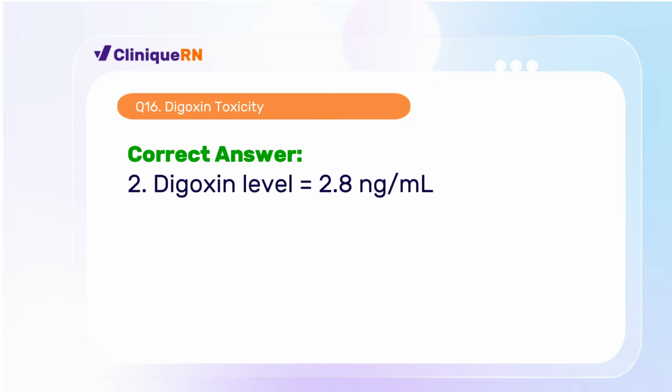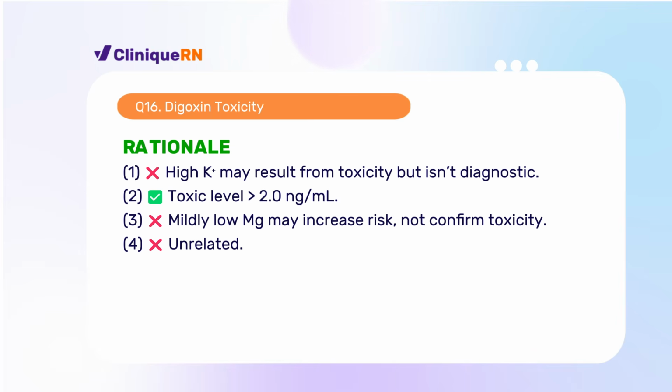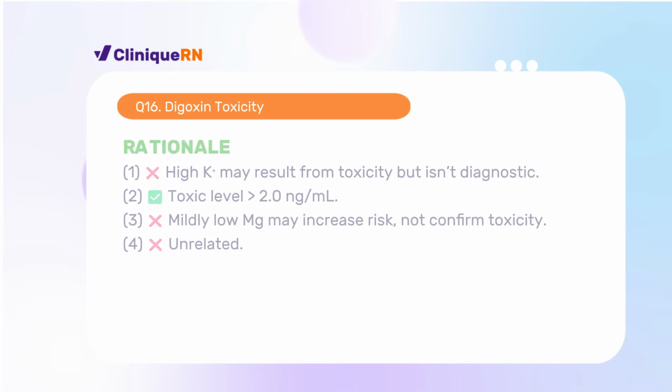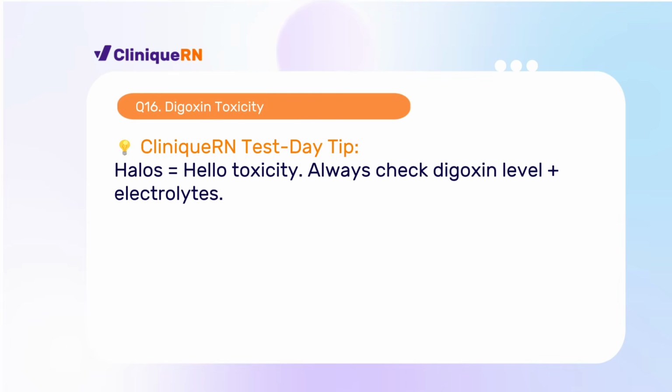The correct answer is 2. Digoxin level equals 2.8 nanograms per milliliter. Rationale. 1. High K+ may result from toxicity but isn't diagnostic. 2. Toxic level greater than 2.0 nanograms per milliliter. 3. Mildly low magnesium may increase risk, not confirm toxicity. 4. Unrelated. CliniqueRN tip. HALOS means hello toxicity. Always check digoxin level plus electrolytes.